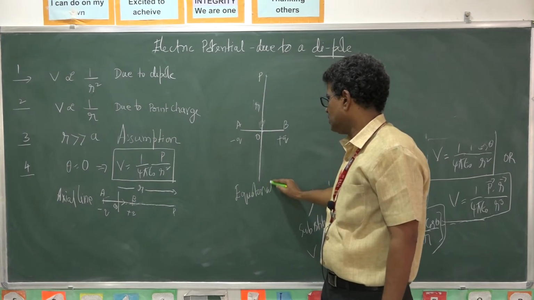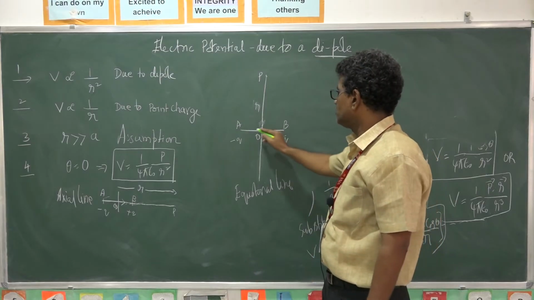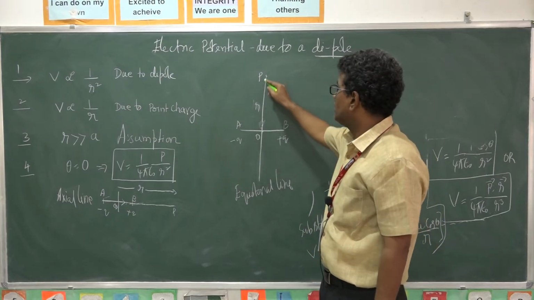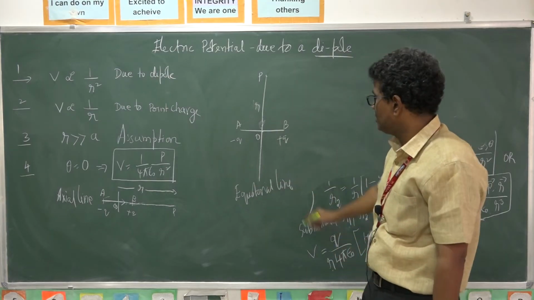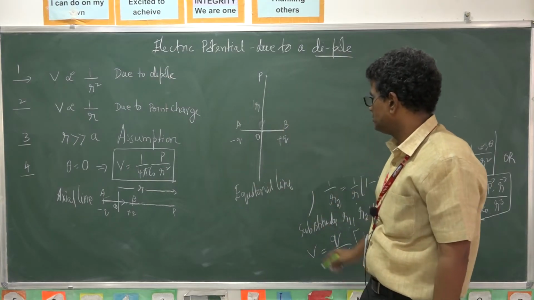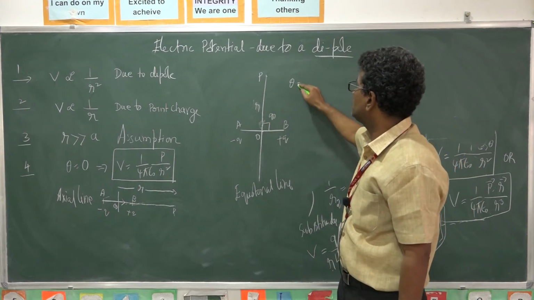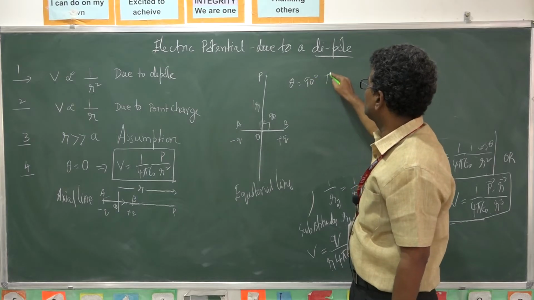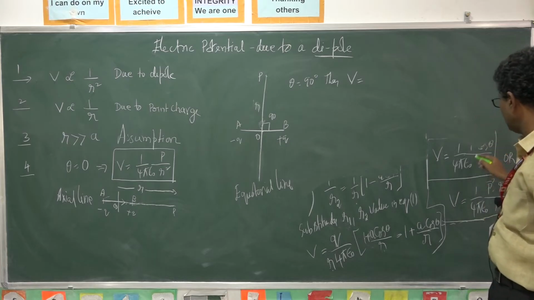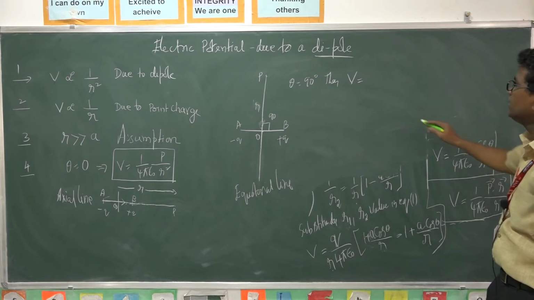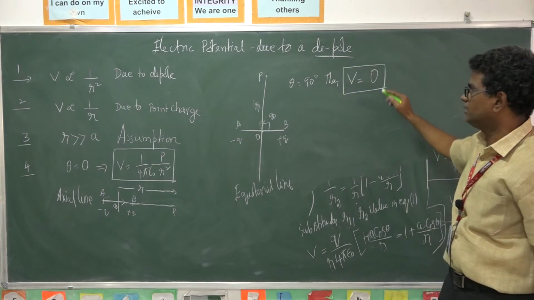Now this line is called the equatorial line. What is the equatorial line? The line passing through the center of the dipole and perpendicular to the dipole is the equatorial line. So here I want the potential. What is the theta value here? 90 degrees. So here theta is 90 degrees. Then the potential has cos 90. Cos 90 is 0. So the potential on the equatorial line is 0.